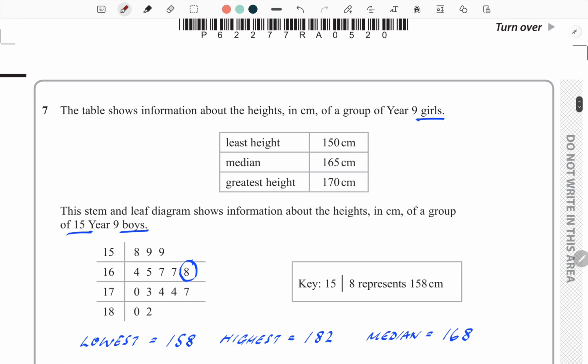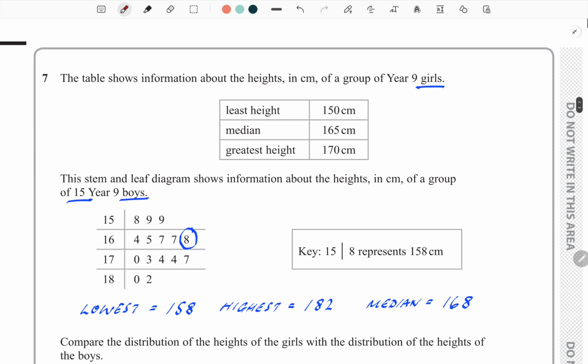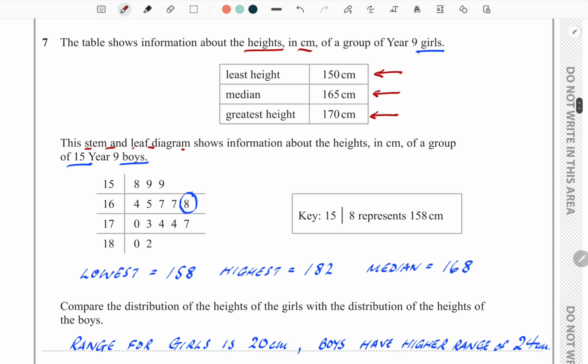Question number 7. You've got information about heights, in centimeters, of a group of year 9 girls. So you've got least height, you've got the median, and you've got the greatest height. And then they give you a stem and leaf diagram for the heights of a similar group of 15 year 9 boys. The number of students is actually irrelevant.